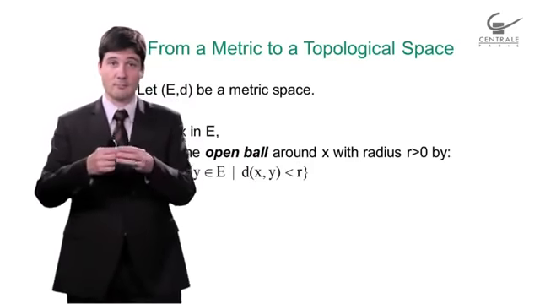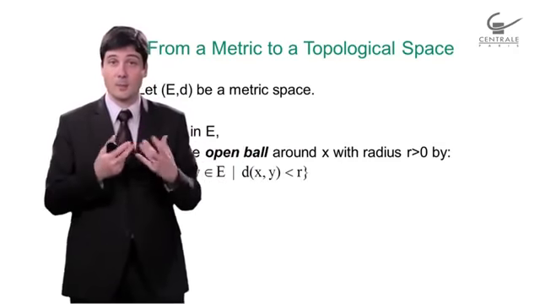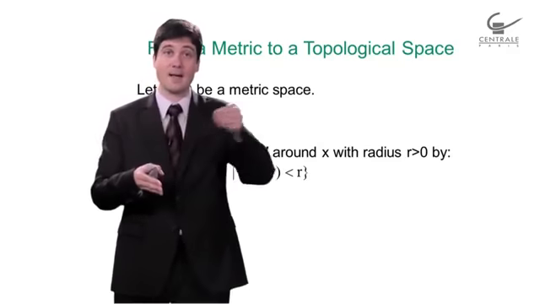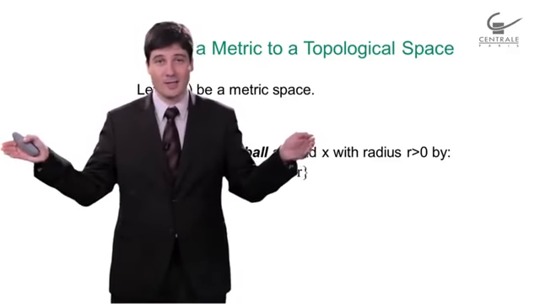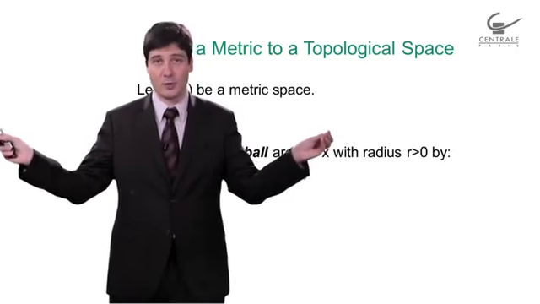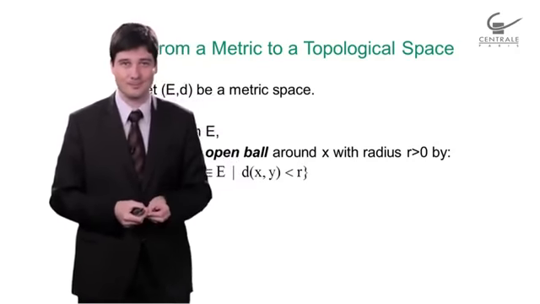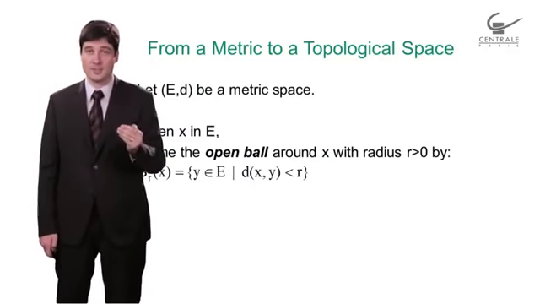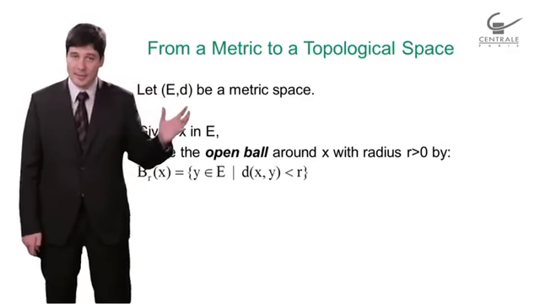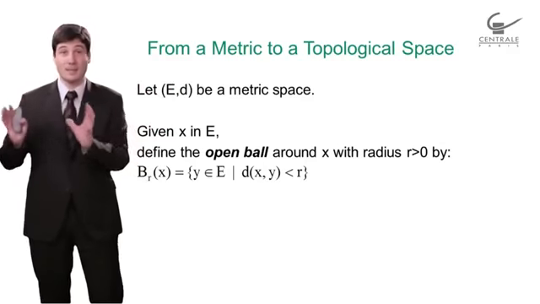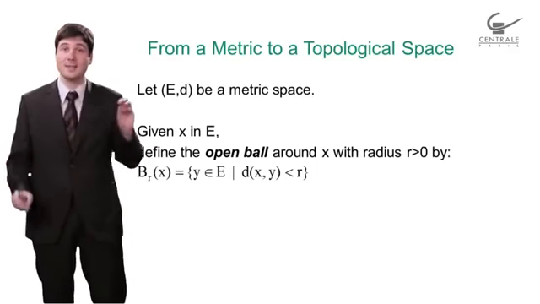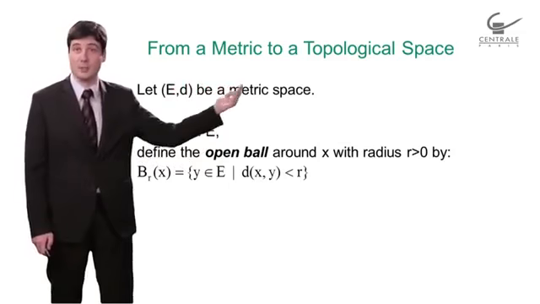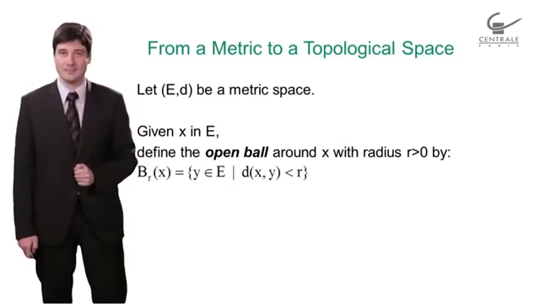And if you are in R1, on the line, then the open ball will be the open interval centered in x. So it will be (x minus r, x plus r), and x minus r and x plus r are not included in this ball. So this is the way to define an open ball of radius r centered in x. I can think of Rn, but you can define an open ball for any metric space. All you need is a distance function, and the distance function is any function that meets all of the criteria we talked about in the previous videos.